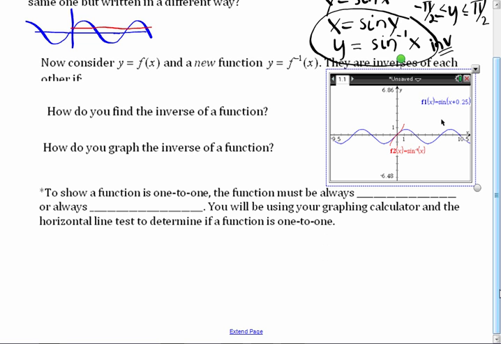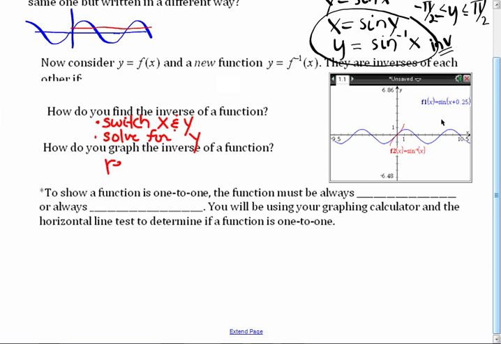Okay, do you remember how to find the inverse of a function? Now, in the college books, they tell you to solve for x in terms of y and then switch, but we're going to switch because it's much easier. Switch x and y, and then solve for y. You really need to do the practice problems because sometimes it's tricky. How do you graph? You reflect over y equals x.